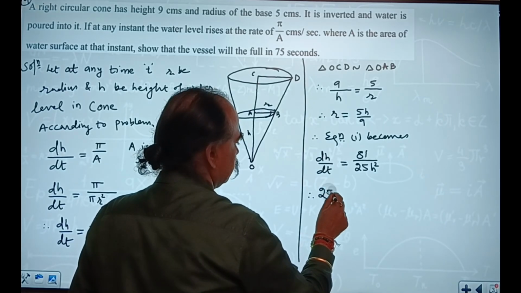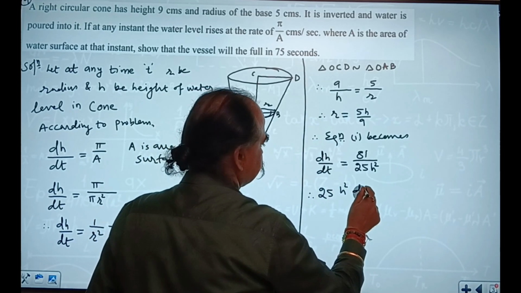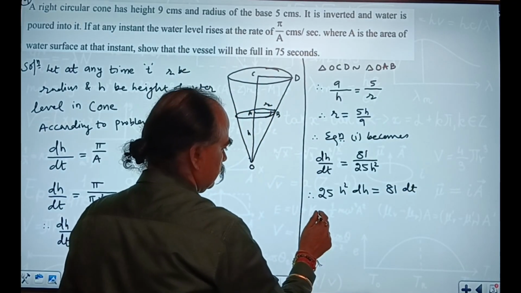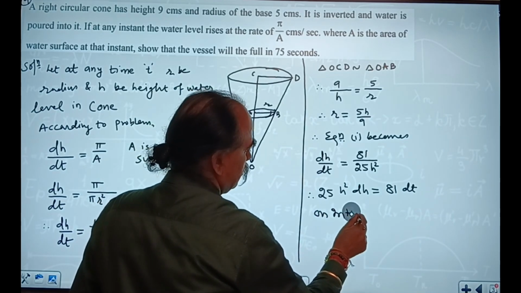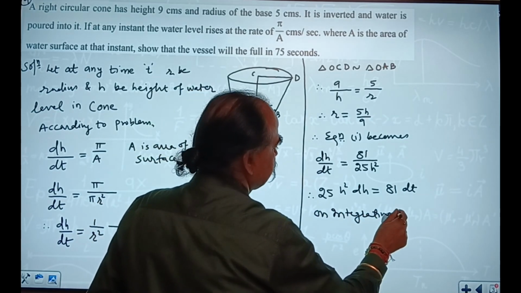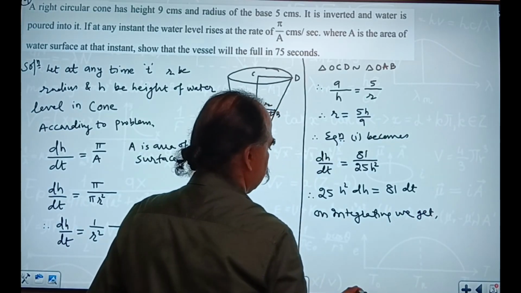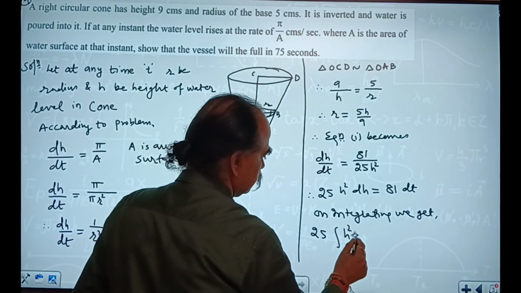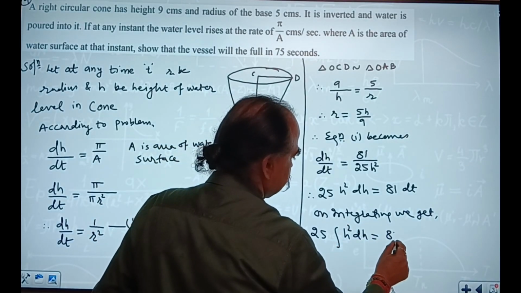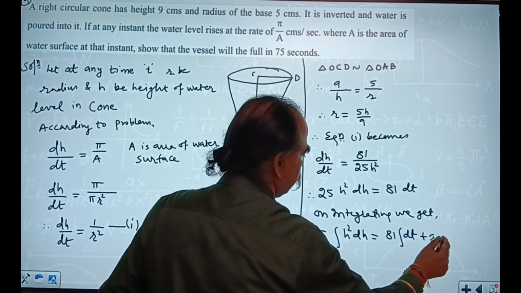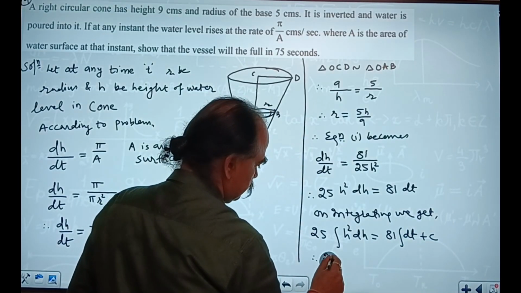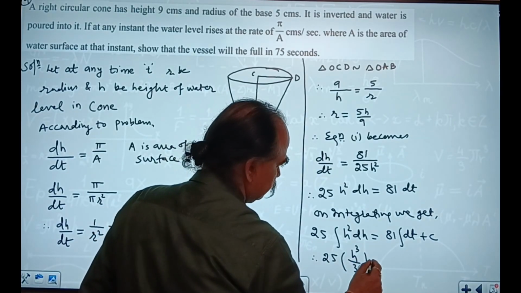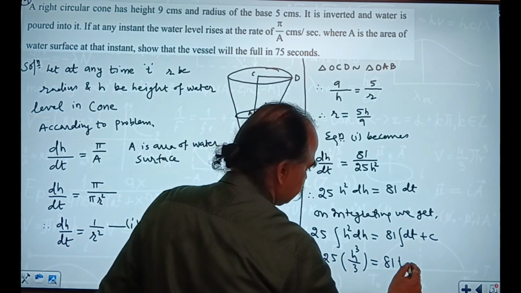So 25 h square dh is equal to 81 dt. On integrating, we get 25 integral h square dh is equal to 81 integral dt plus C. So 25 h cube by 3 is equal to 81 t plus C.